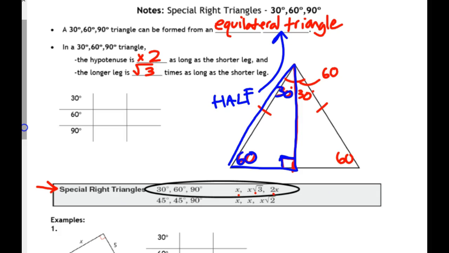Now, you saw this grid thing yesterday for 45, 45, 90. So let's talk about 30, 60, 90. We always put our angles on the left, and then we put our rules in the middle. So I'm going to put those 3 rules we just talked about.